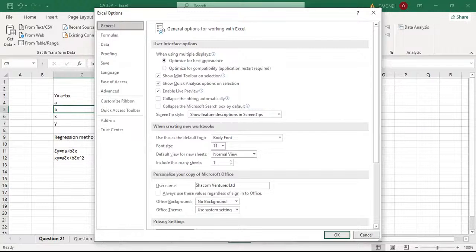Are we all at that point? Once you get to Options, you will have another list here. Where do I want to move to next?